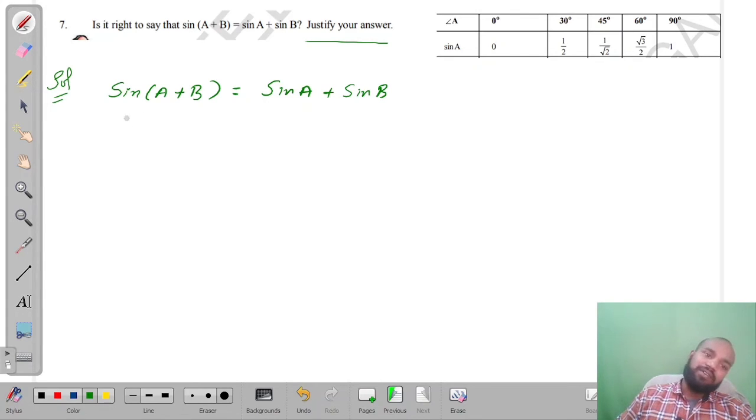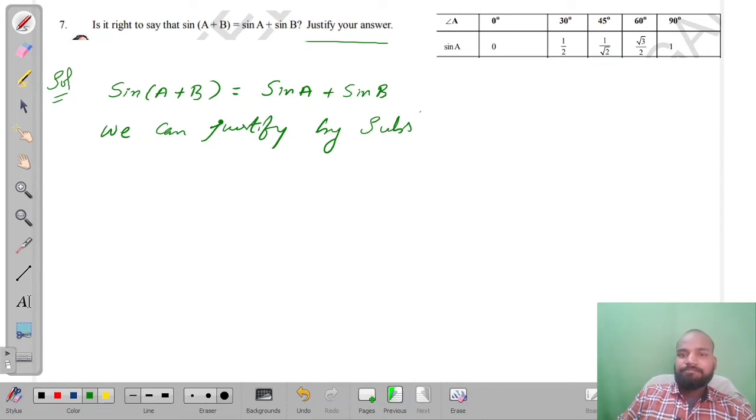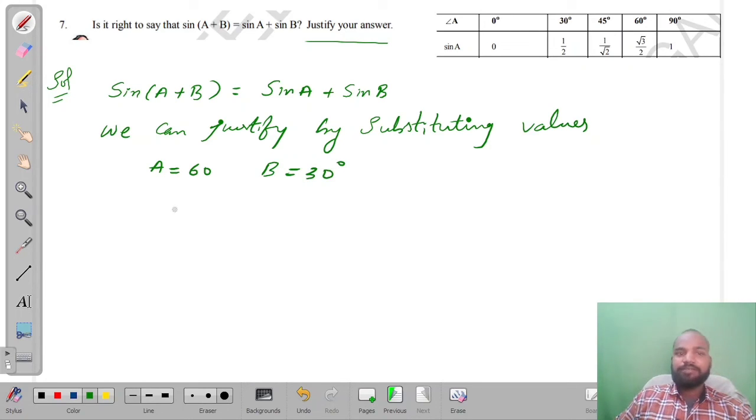Just by substituting the values. We can justify by substituting the values. Now we are considering A equals 60 degrees and B equals 30 degrees. Okay, A is equal to 60 degrees, B is equal to 30 degrees.